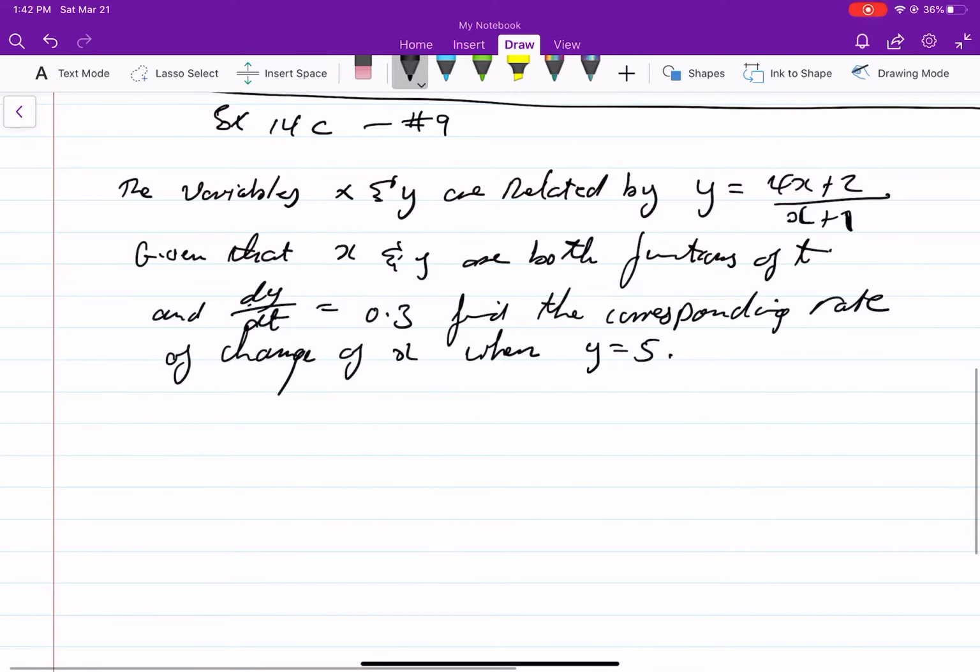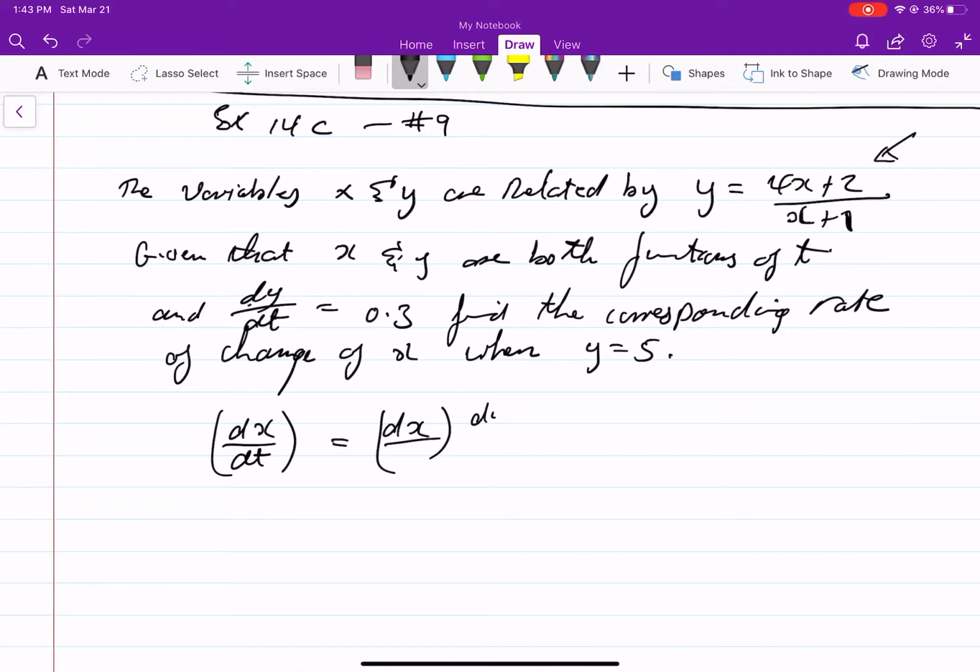Okay, let's see if we can handle business here. They gave us dy/dt, and they want the corresponding rate of change of x, which means they want dx/dt. Can I write a chain rule for dx/dt? dx/dt is dx/d-something. You always start with the numerator. dx/d-something. You might not know at this point what it is, but it'll be times the derivative of the function that they gave us. In this case, that would be dy/dx. So this has to be dx.